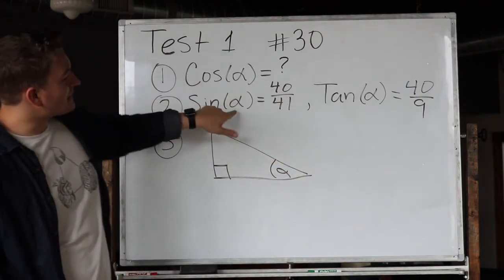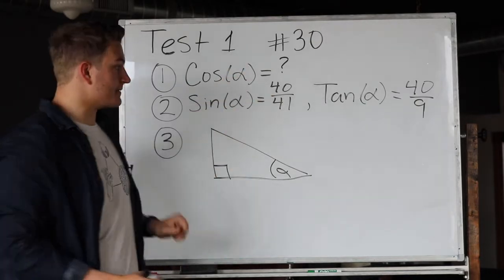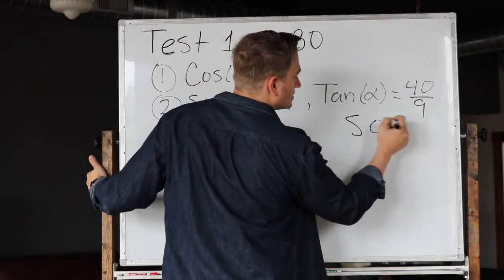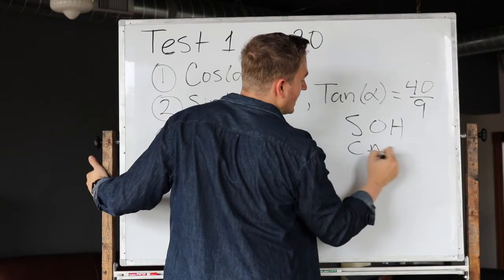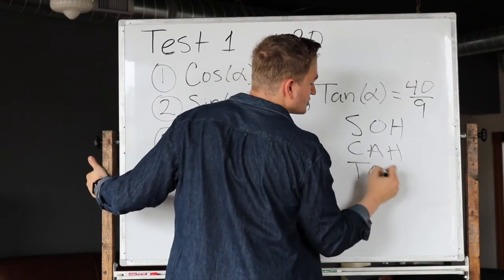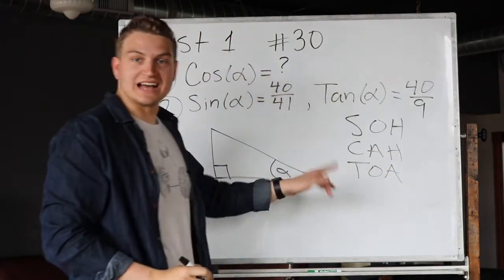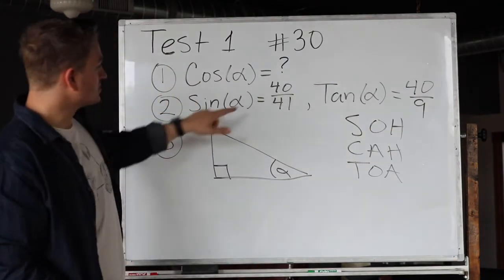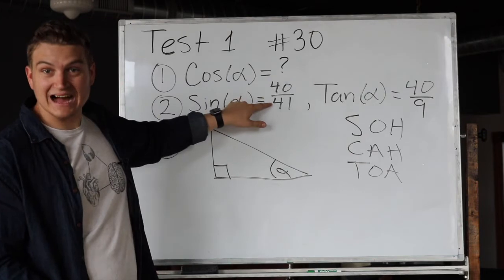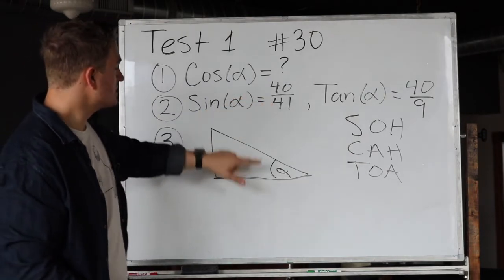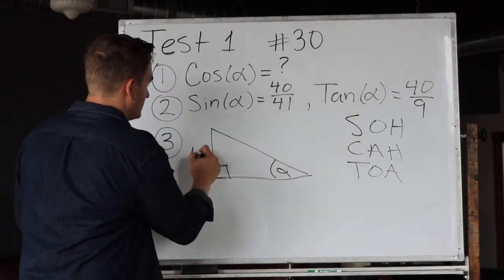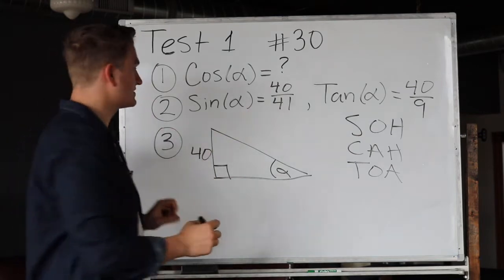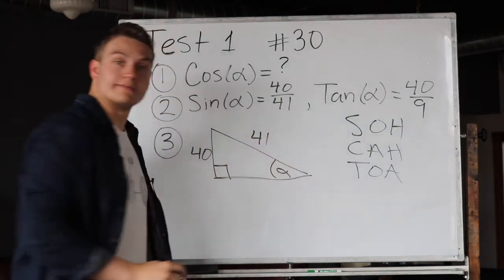Now since sine of alpha is 40 over 41, and remember our SOHCAHTOA, right? Sine is opposite over hypotenuse. So 40 over 41 is opposite over hypotenuse. So opposite is 40, and hypotenuse is 41.